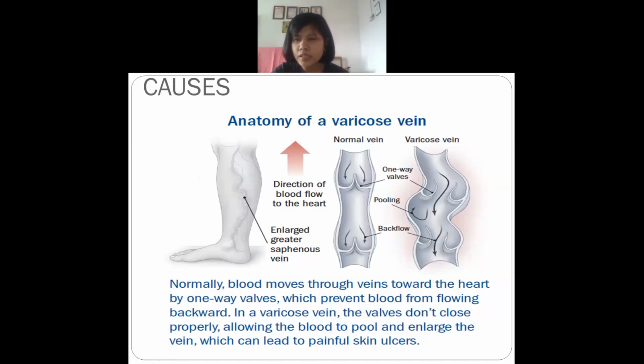If the blood pools together in one particular place, obviously the person will feel pain, and sometimes it will lead to skin ulcers also. Understand? Skin ulcer means inflammation. It's getting burned, it's getting red, it's getting damaged. So these are the causes of the varicose vein.